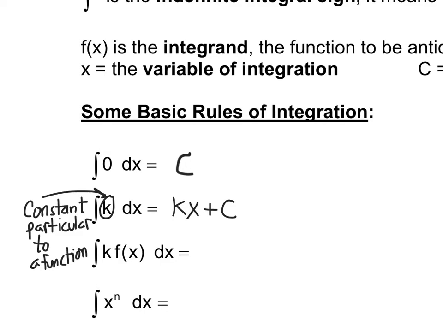All right, so kx plus c. All right, this is a constant. The constant's not going to change. All right, so if it were 3, it would be 3x. If it were 10, it would be 10x. All right, so k becomes kx.